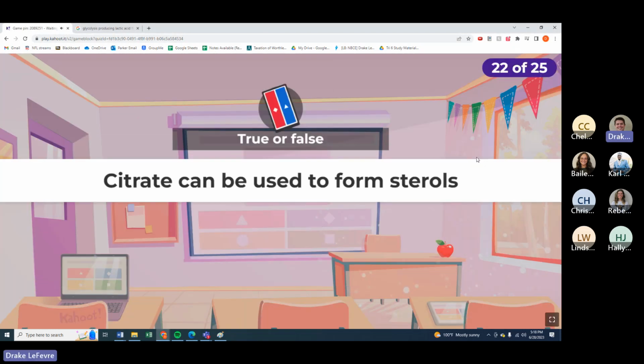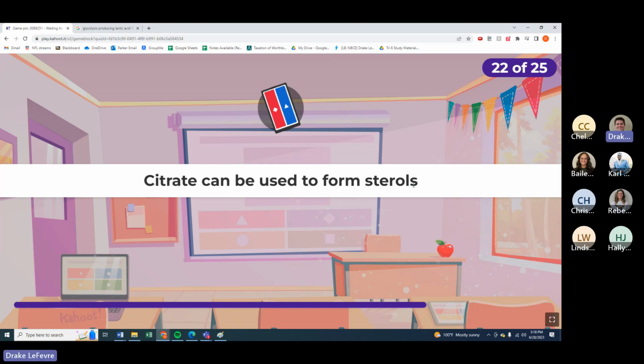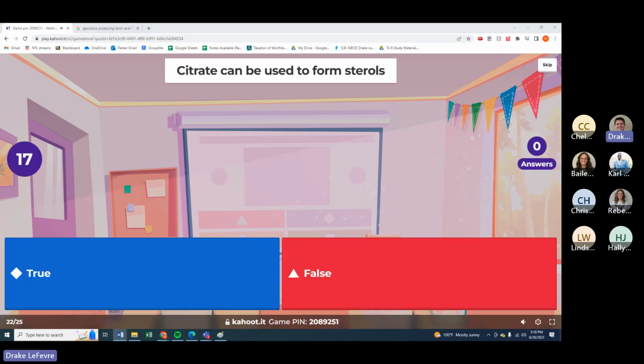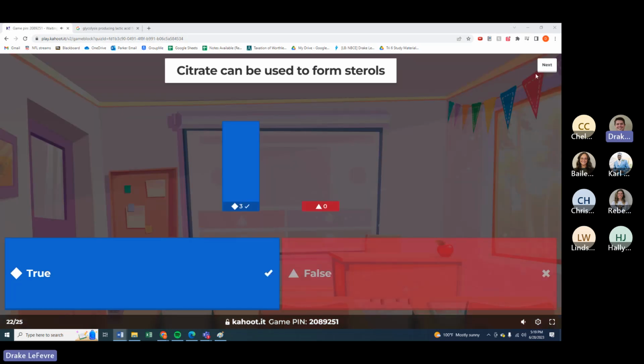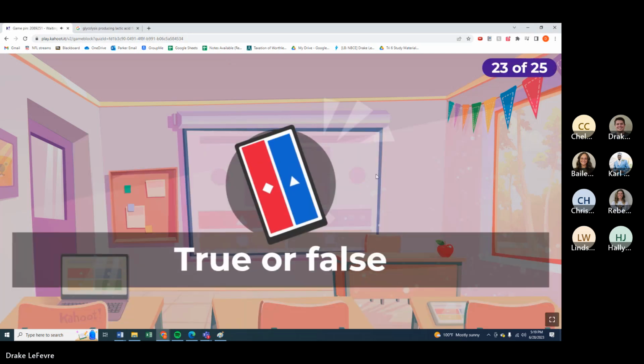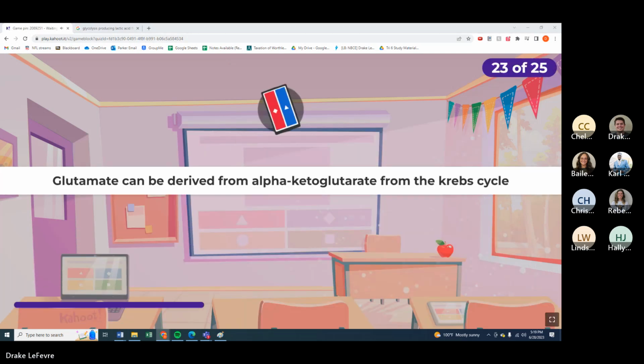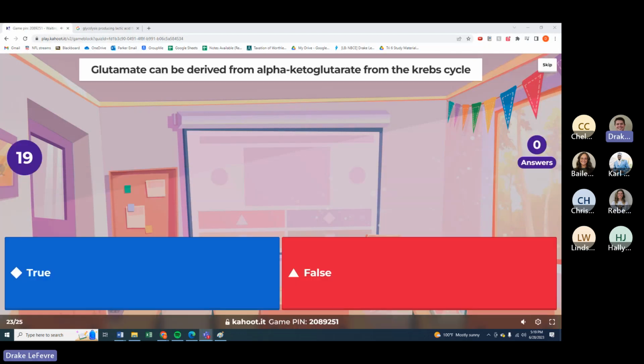Okay, last 3. Citrate can be used to form sterols. True? All good. True or false? Glutamate can be derived from alpha-ketoglutarate from the Krebs cycle.